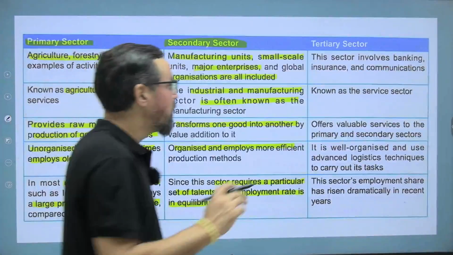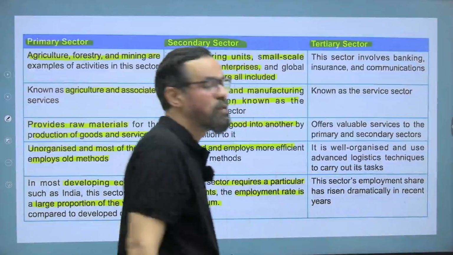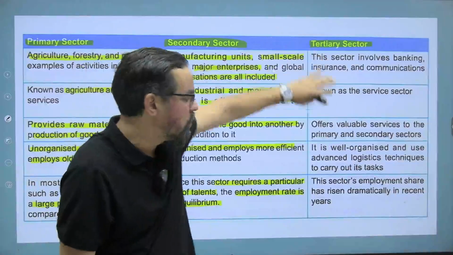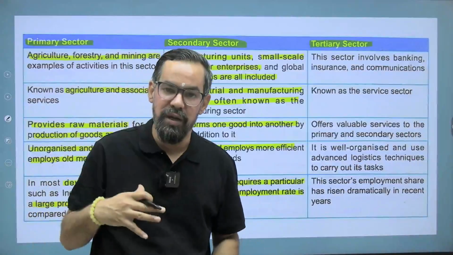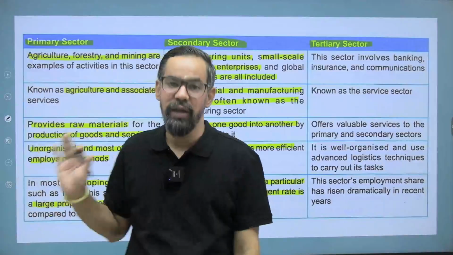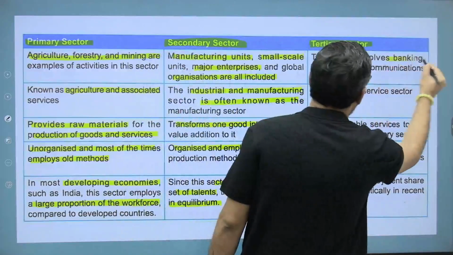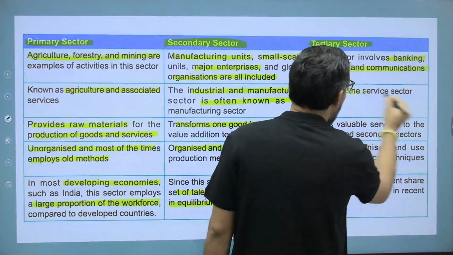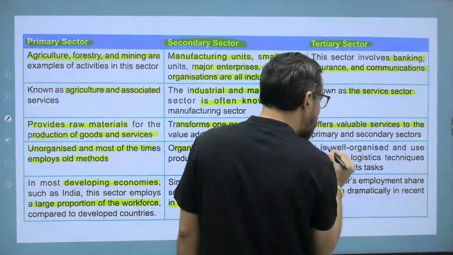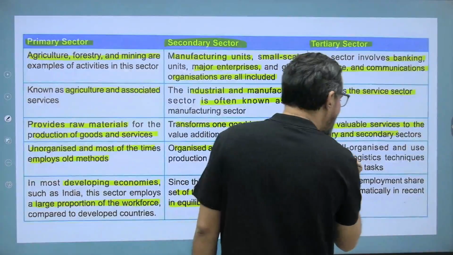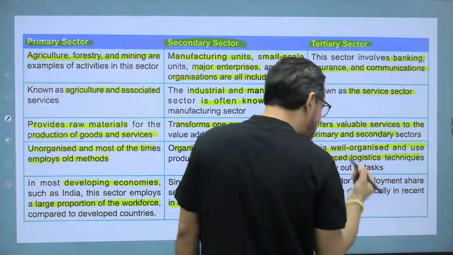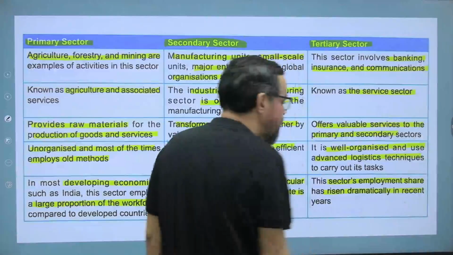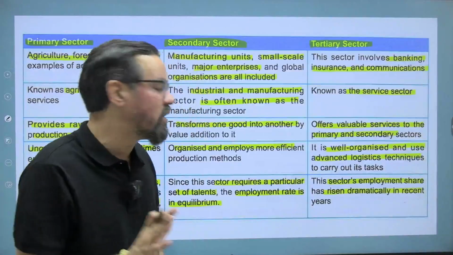The final one is tertiary sector, where we have maximum contribution in our Indian GDP. Almost 50% of India's GDP that is generally get contributed from this one. But employment wise or the dependency wise, we have maximum dependency on agriculture, right? So this sector include banking, insurance, communication, education and others, healthcare, known as service sector, offer valuable services to the primary and secondary services. It is well organized and uses advanced logistic techniques to carry out its task. The sector employment share has risen dramatically in recent years also, right?